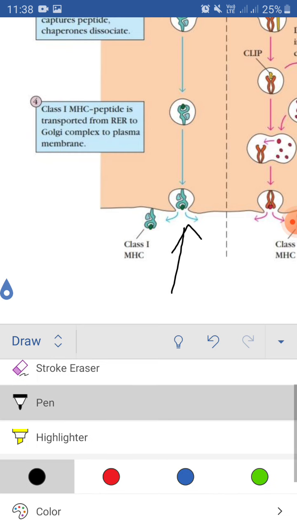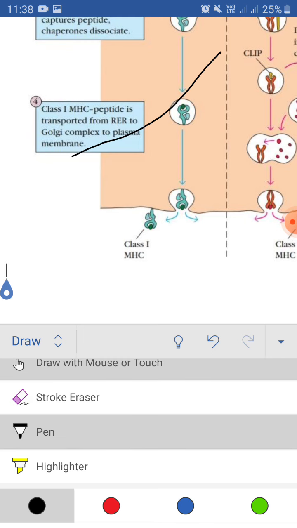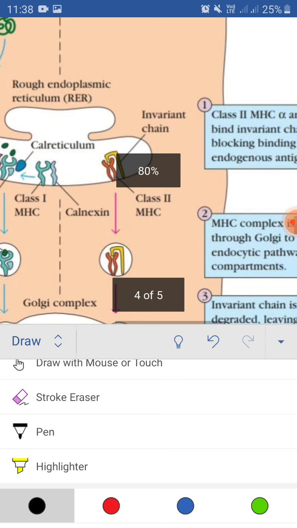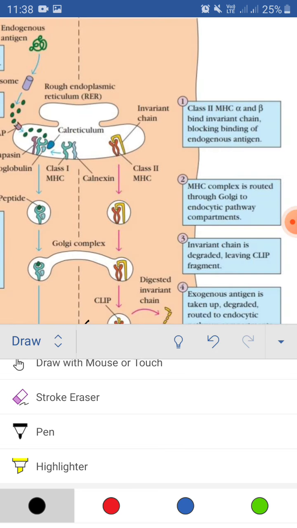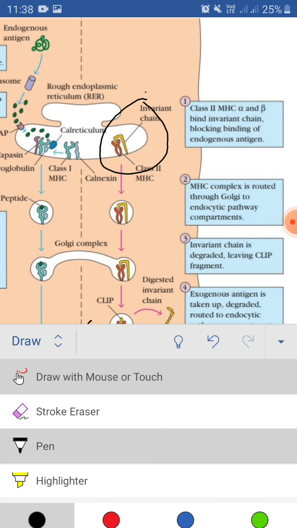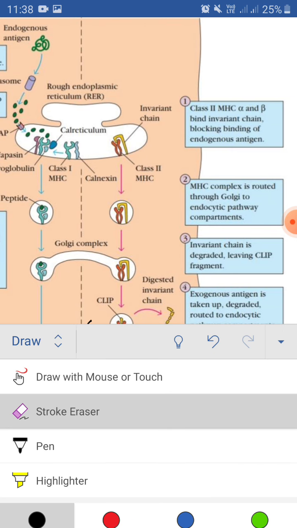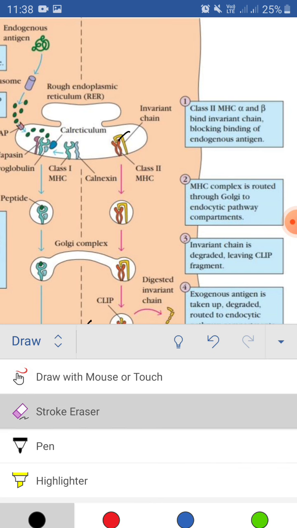But in the case of the class 2 molecule, it is slightly different from the class 1 molecule. Here is the class 2 molecule processing pathway. The processing also starts in the endoplasmic reticulum, but the peptide binding region of MHC class 2 needs to be protected, so that any other cell peptide is unable to bind with that peptide binding region, and the protein chain that prevents this is called the invariant chain.